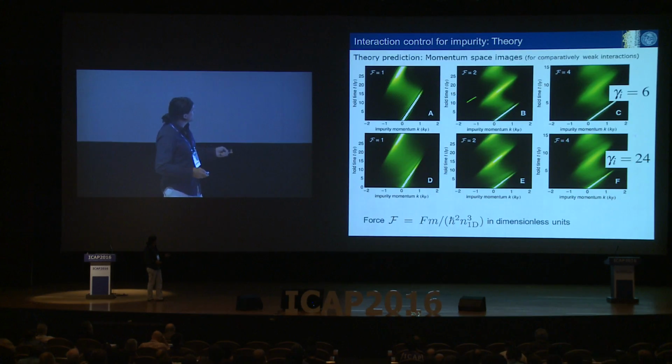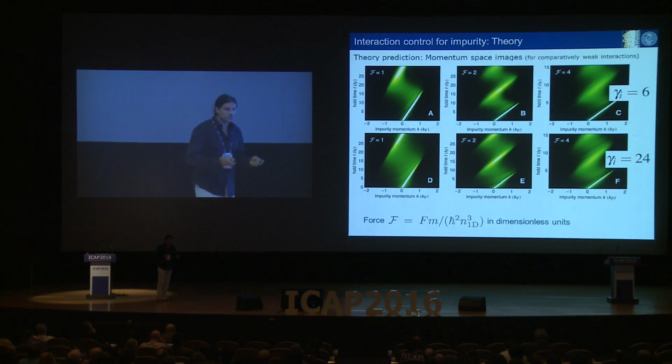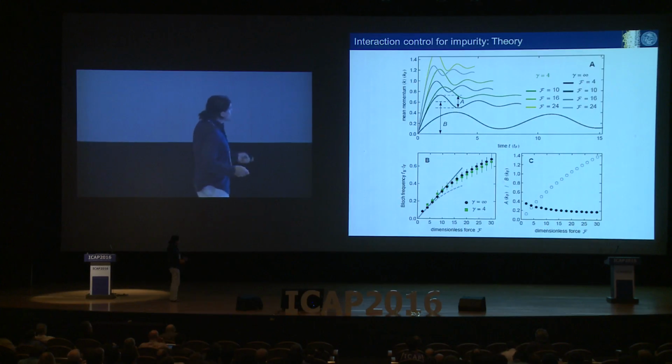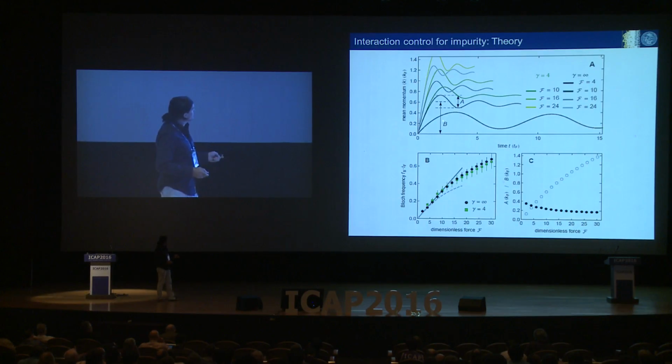For different forcing and for different interactions, top row is 6 and bottom row is 24, one sees a drastic effect of Bragg reflections in a translationally invariant liquid. The effect becomes stronger when interactions are stronger. So one can quantify the theory a bit more. These are the Bloch oscillations for various forcing and for various interaction strengths as plotted here. And it behaves as you would expect. For stronger forcing, one gets a higher frequency.